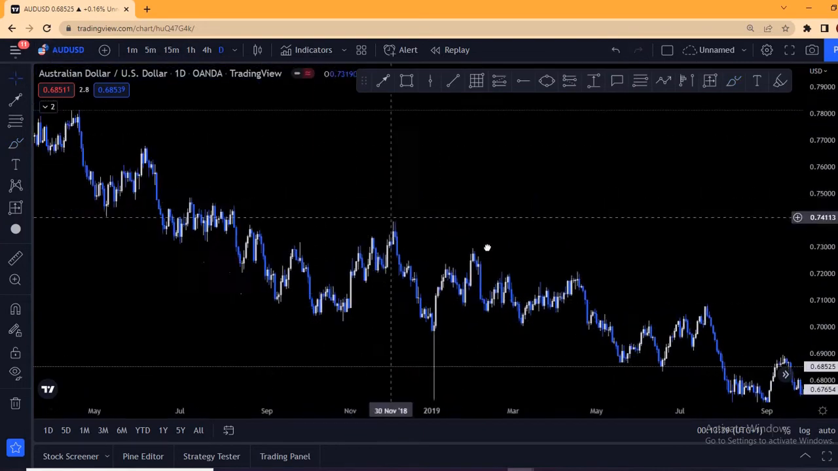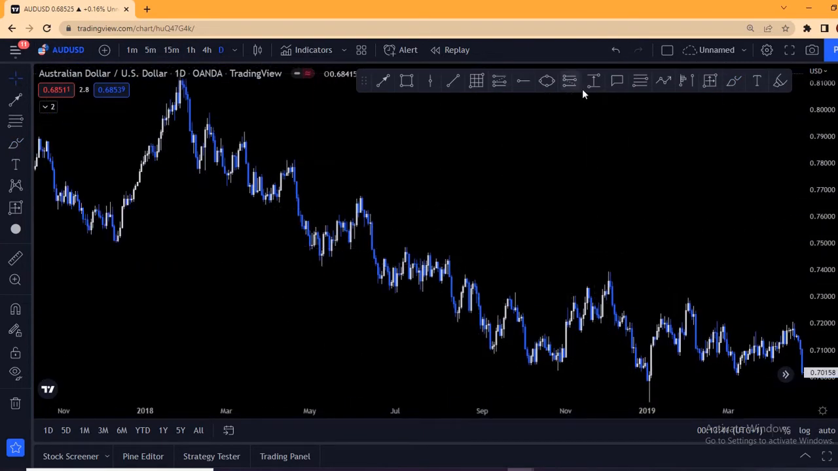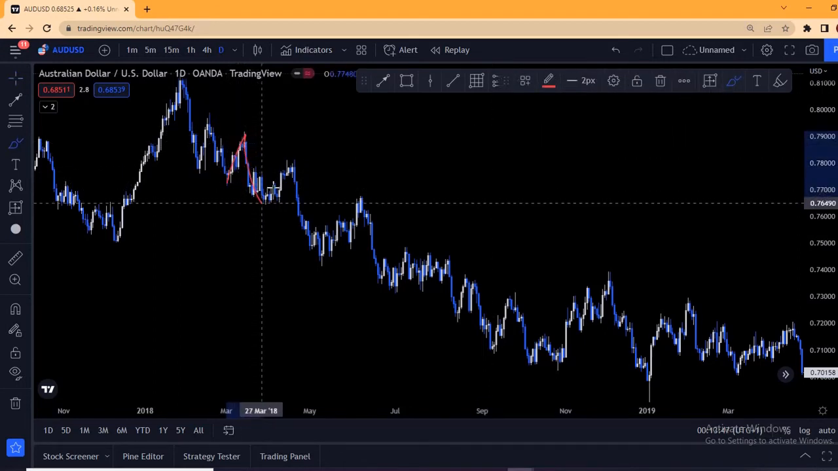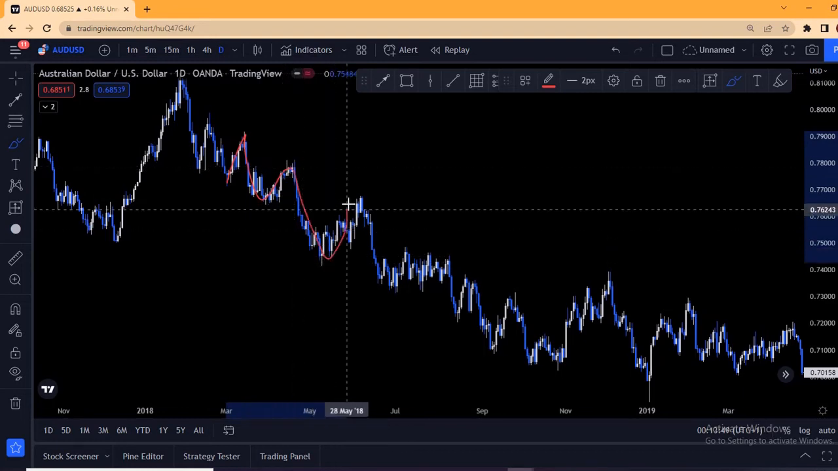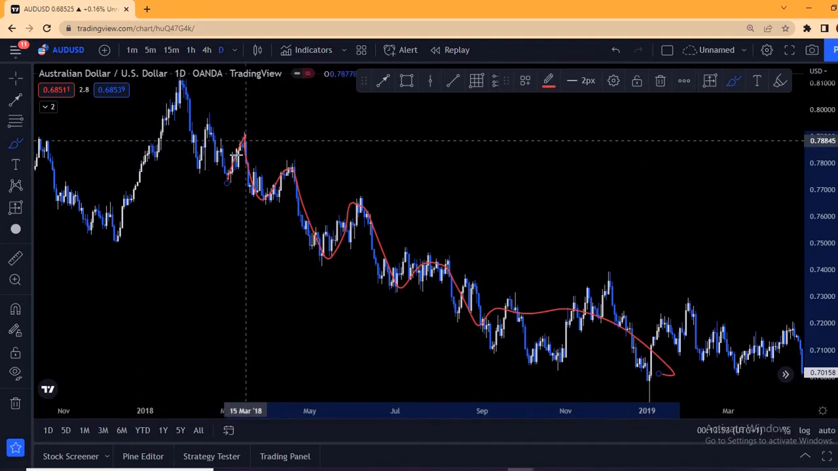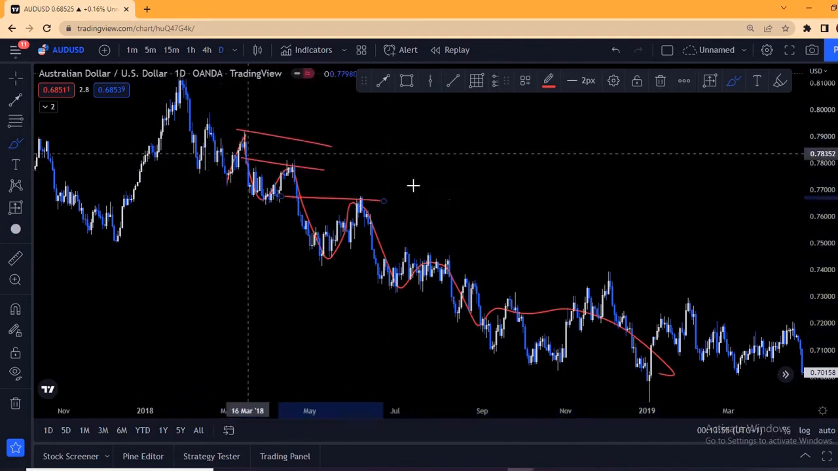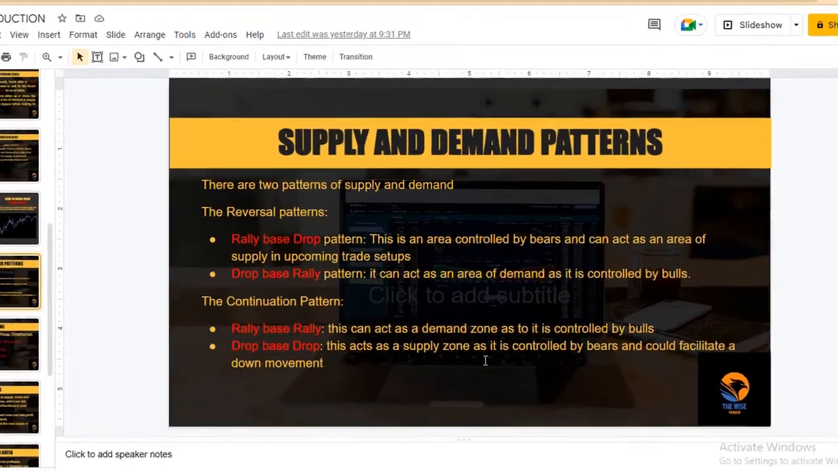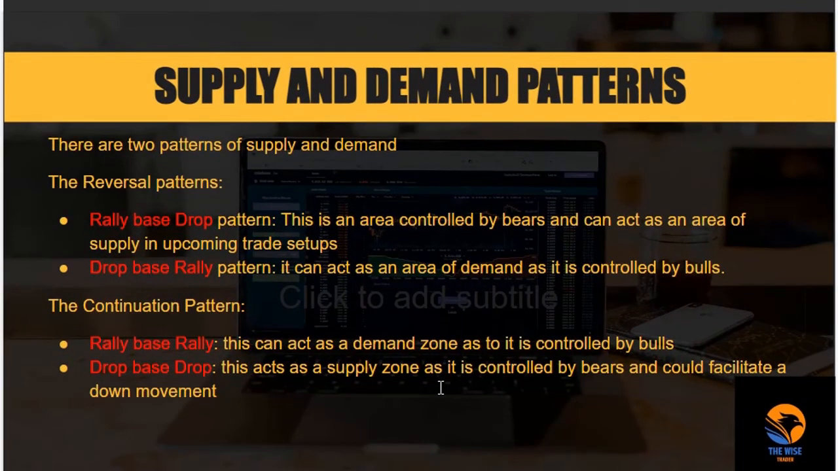Areas of supply, so you see a lot of rally base drop here. Let's say this one was a rally base drop, rally base drop, rally base drop, rally base drop, just like that. So you keep on giving you supply zones to do your thing from. Then for the reversal, for demand zones, is drop base rally, the direct opposite. It can act as an area of demand because it's controlled by bulls.